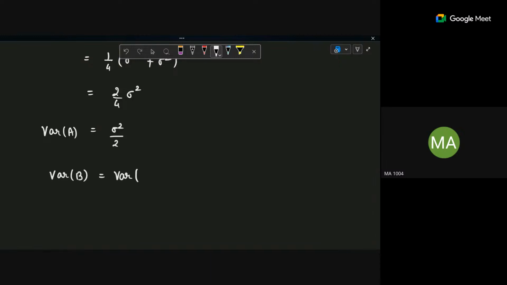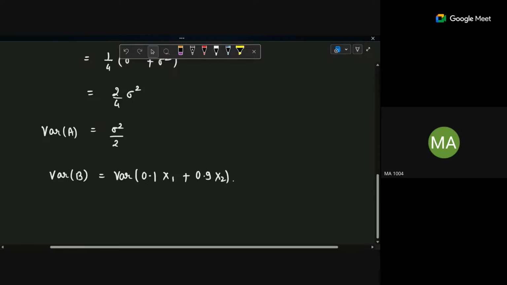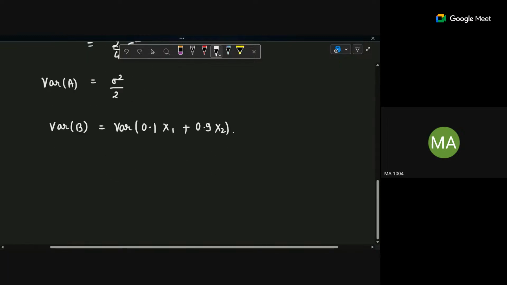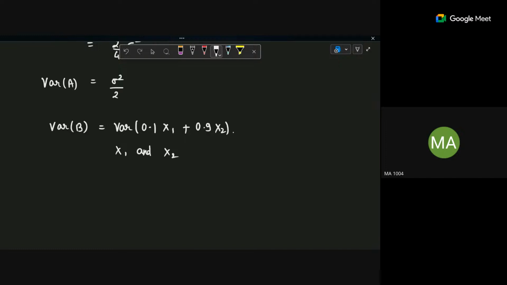So B is given as 0.1 x1 plus 0.9 x2. Now, how? It's a linear combination, right? With different scalars. So as x1 and x2 are independent, we can separate it over addition. And the constants will come out with squaring, right? Yes, ma'am.